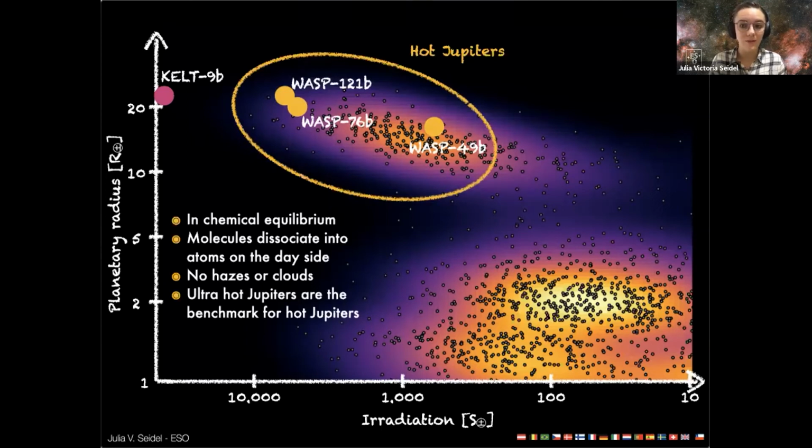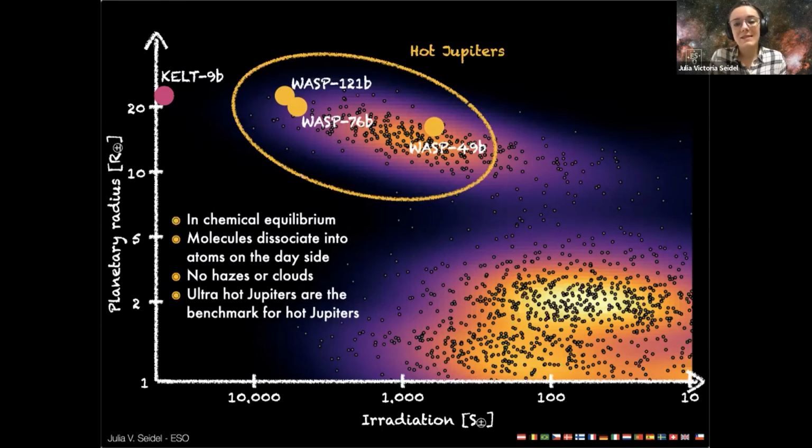So first of all, they're in chemical equilibrium, and because they are just so hot, molecules can't really hold their bonds together anymore. So the molecules are mostly dissociated into atoms, at least on the day side, so on the hot side of the planet. We have barely any hazes or clouds, which makes the atmospheres very observable.